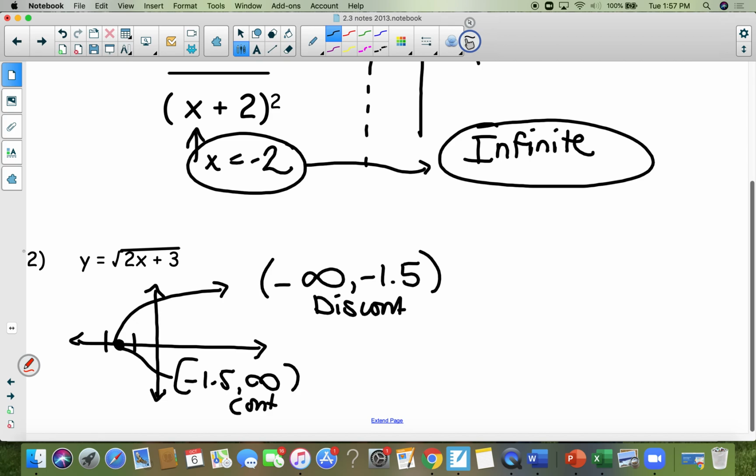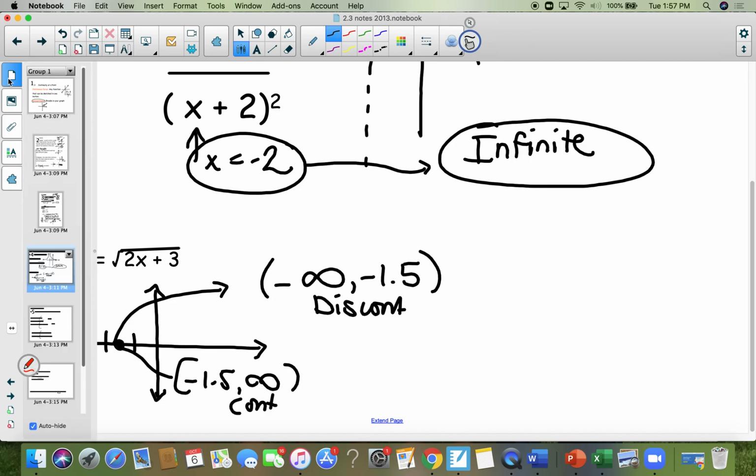Okay, do we have, okay, this one. Good to go on this page? Okay, the next page.